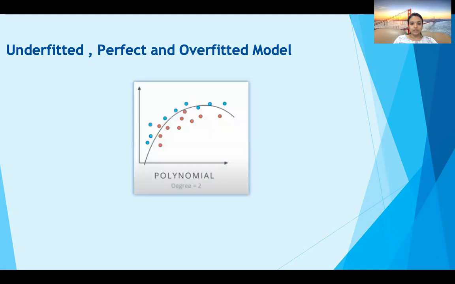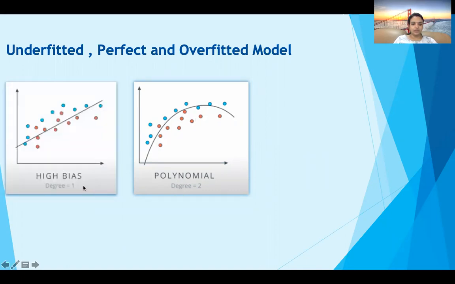So here, this is a model which is a curve. This fits the data perfectly. This is a perfect model. This is a polynomial of degree 2, this curve. Next is the high bias or the underfit model, which is a line here that separates these two points. This won't fit the data perfectly.